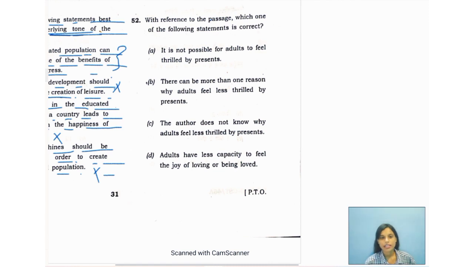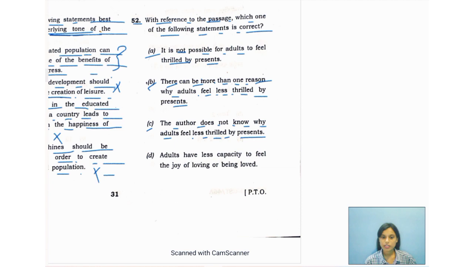Now the question says, with reference to the passage, which one of the statements is correct? A: It is not possible for adults to feel thrilled by presence. B: There can be more than one reason why adults feel less thrilled by presence. C: The author does not know why adults feel less thrilled by presence. No, the author has obviously told us a lot about both children as well as adults. D: Adults have less capacity to feel the joy of loving or being loved. Not at all. The situation has made us like this.